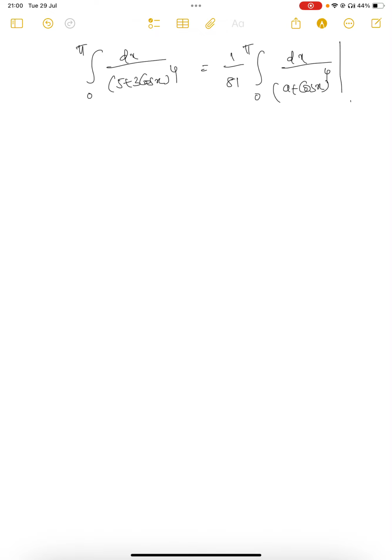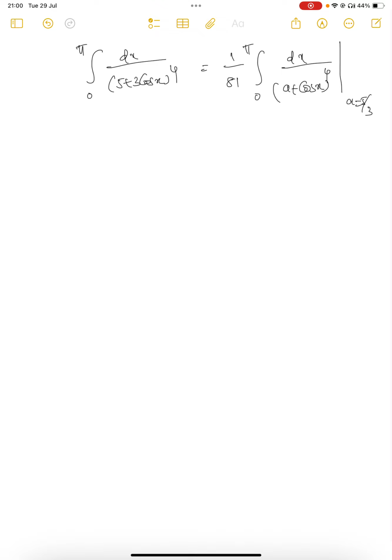Hi, let us evaluate this integral 0 to pi dx by (5 plus 3 cos x) whole power 4. Let us take 3 as common in the denominator, then it will be 1 by 3 power 4, which is 81. Then it will be the integral 0 to pi dx by, let us assume it as, (a plus cos x) power 4. Here a is 5 by 3.